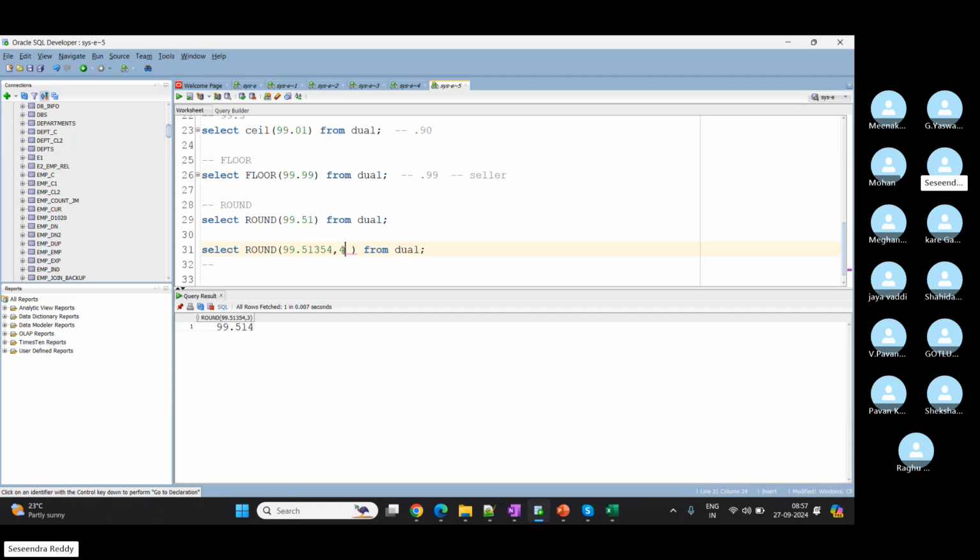If you want 4 decimals, you can say 4. And in case you want only 1, you can specify 1, so 99.5. The same rules are applicable. It depends on the next value, either below 50% or above 50%. A value will get round figured to either the lowest or the highest, depending on that only.